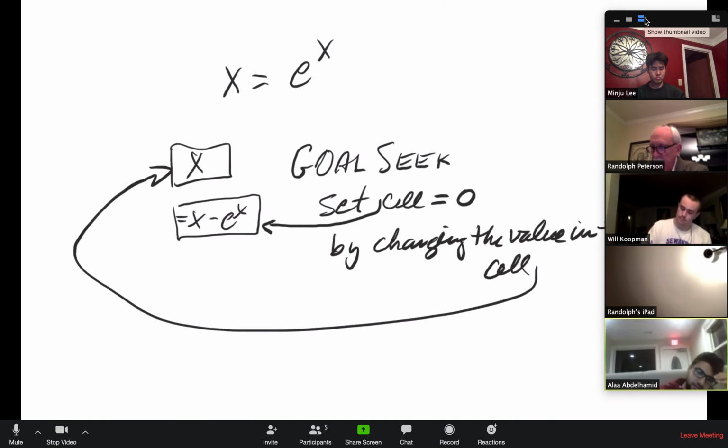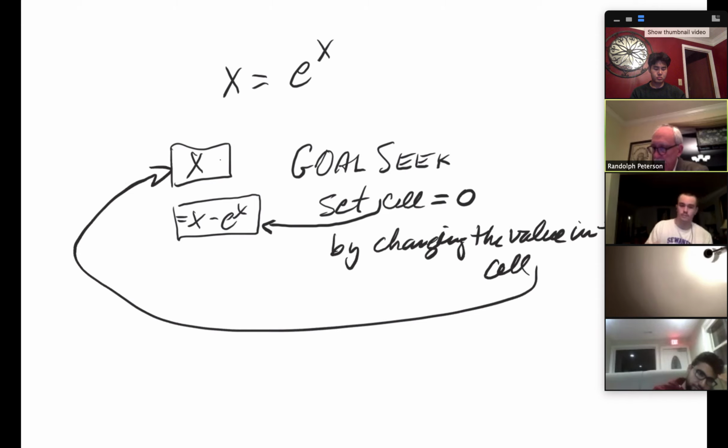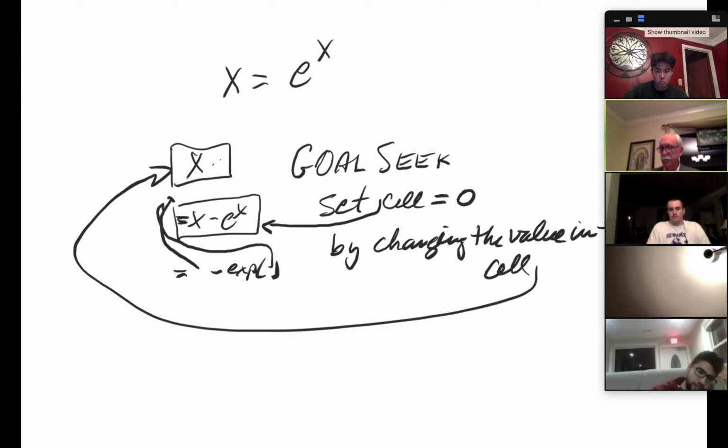And that cell can only have a number. It can't have an equation. It's got to have a number in it. This one says equals previous cell minus exponent of previous. And so it just starts iterating. Puts 1 in for x, it goes down and calculates this, checks it. If it's not 0, it goes back and it changes this again.